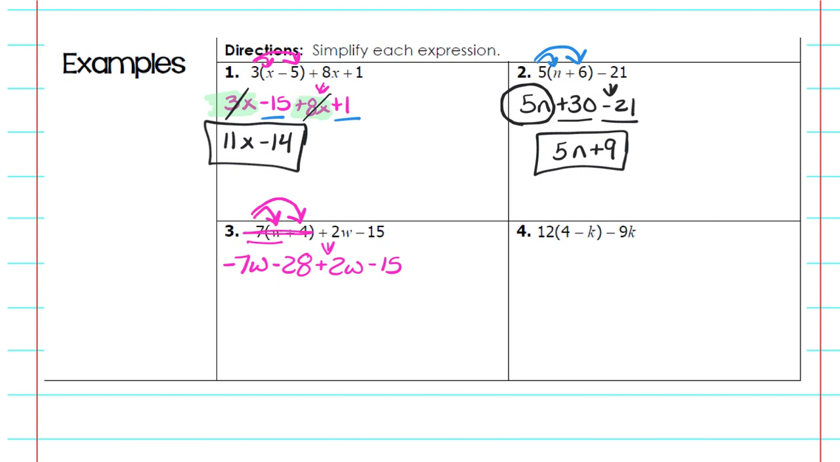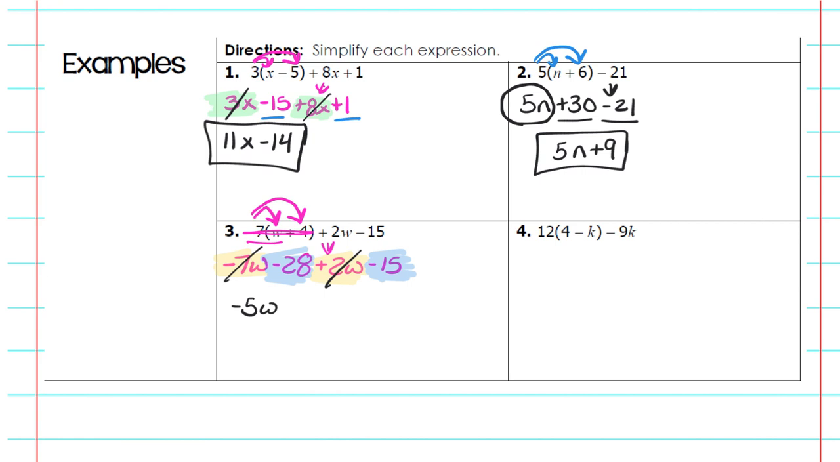Now I need to combine like terms. So I have a variable term with a w, a variable term with a w, a constant, and a constant. Starting with the variable terms, negative 7w plus 2w. Figure out what this is without the w and then put it back. In my calculator, I could put negative 7 plus 2, and that tells me the answer is negative 5. Bring the w back with it. I've used both of these, so I can move on.